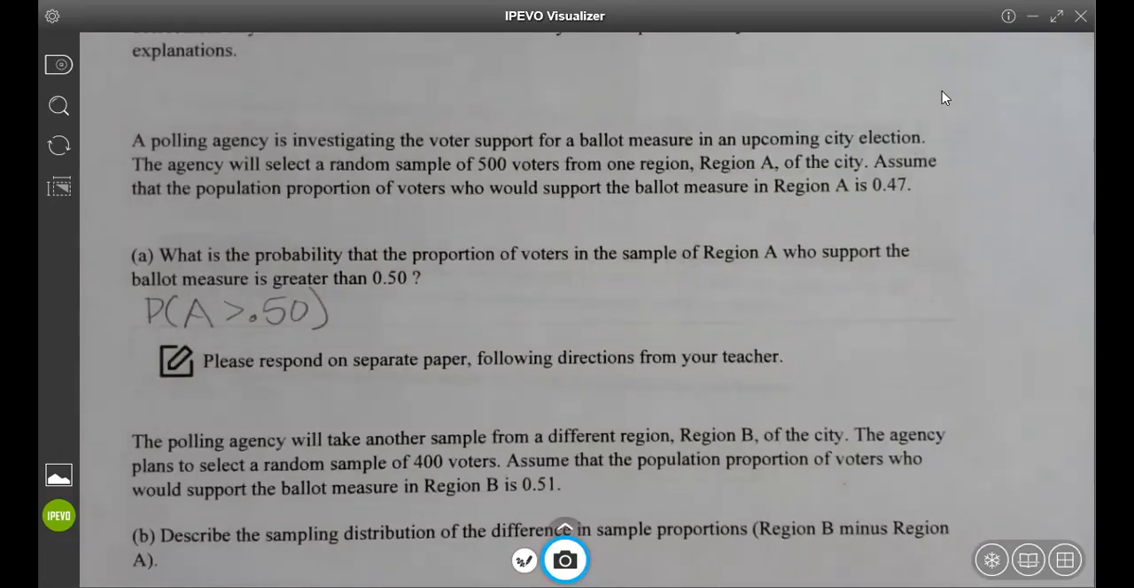So before we do that, though, we need to make sure that we check conditions to make sure that it's normal so that we can use normal CDF. So what conditions do we check?